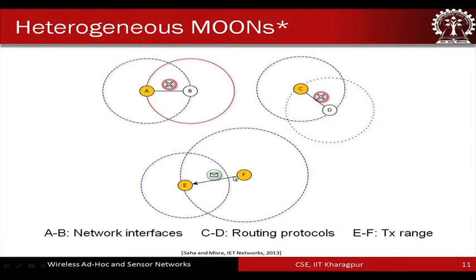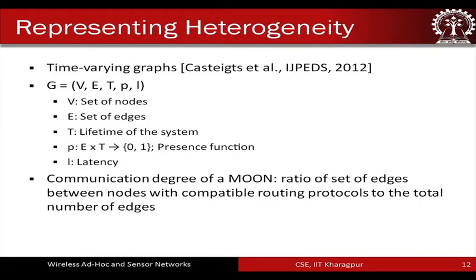Then this is an example where the transmission ranges are different. Two different mobile nodes have different specifications, and consequently their communication ranges could also be different. This is again something that was studied by Saha and Mishra, in our research group itself. We have worked on this, and it was published in IET Networks in 2013: issues of heterogeneity in opportunistic mobile networks.